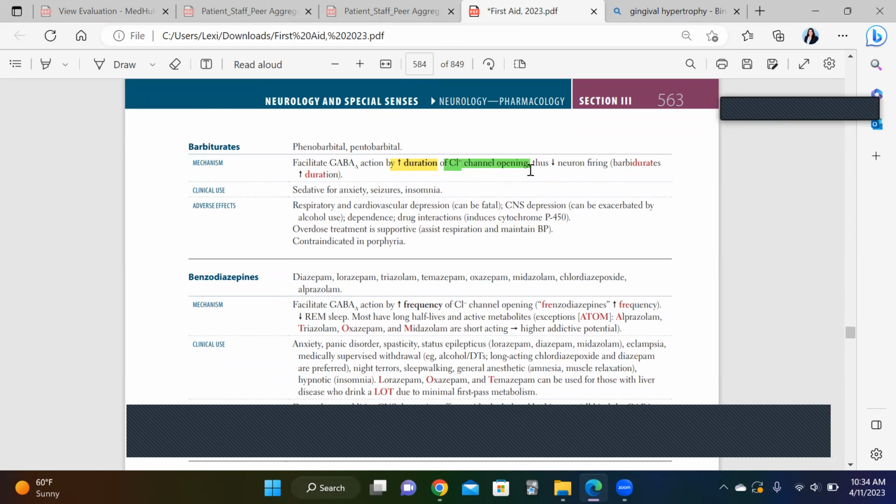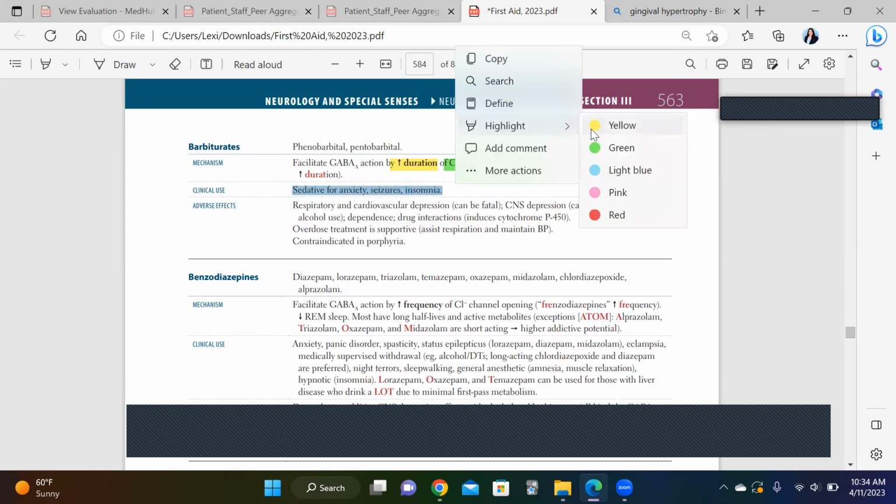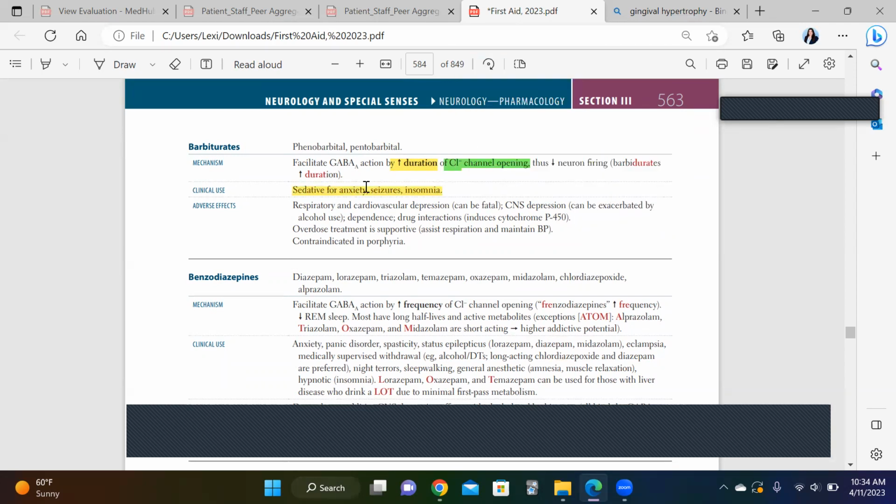They mentioned that barbiturates work on duration. That doesn't work for me, but whatever. So clinical use: anxiety, seizures, insomnia. You use alcohol to help you sleep. You shouldn't, but it does. You use it for anxiety and you use it for seizures.